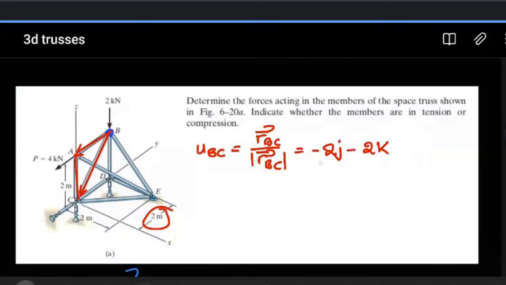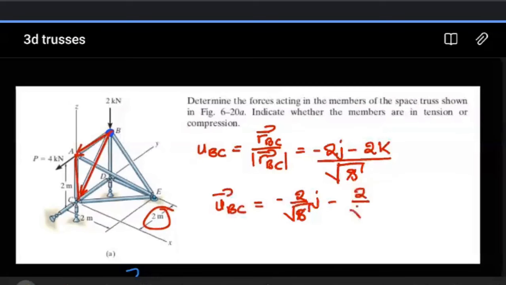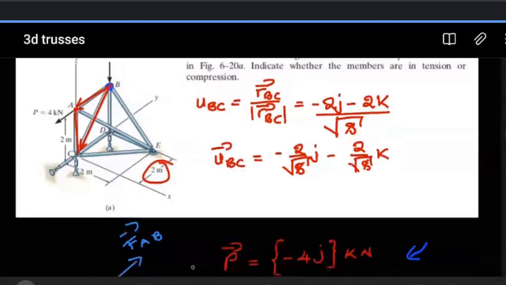So this has to be divided by the magnitude of this. Notice that this one doesn't have an x-axis component, so it only has this. So the magnitude is going to be just the square root of negative 2 squared plus negative 2 squared, which is root 8. So this is what we get. So in the end, for this one, UBC would just be minus 2 over root 8 j, then minus 2 over root 8 k. Any questions there?